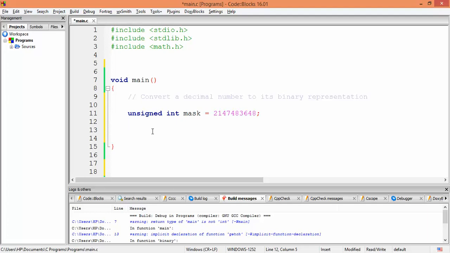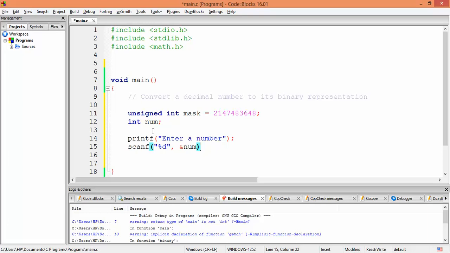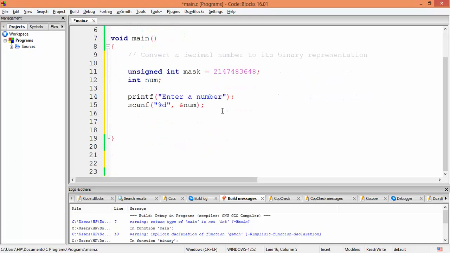Now we prompt the user and get a number from the user. So for that we are declaring a variable. We prompt the user to enter a number, and then get it from the user by using the scanf function, ampersand num, that is the address of the variable in which we want to store the user input.